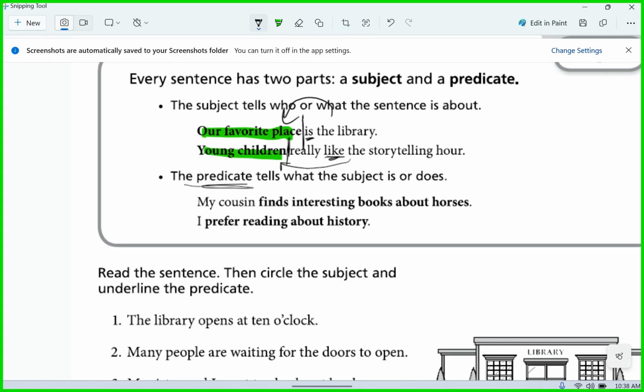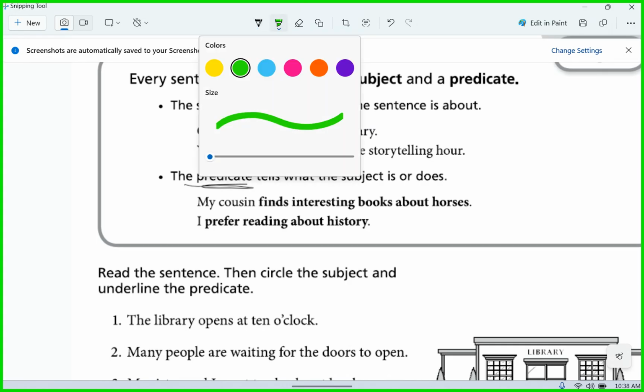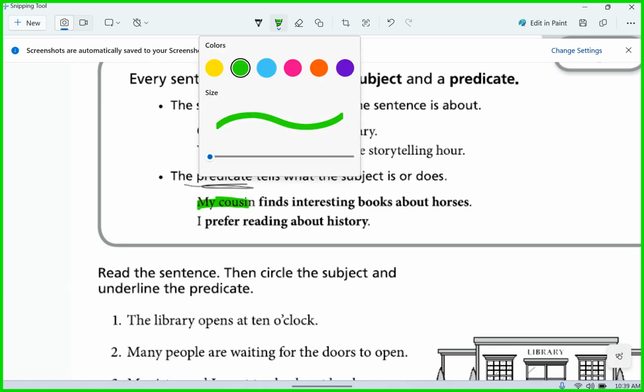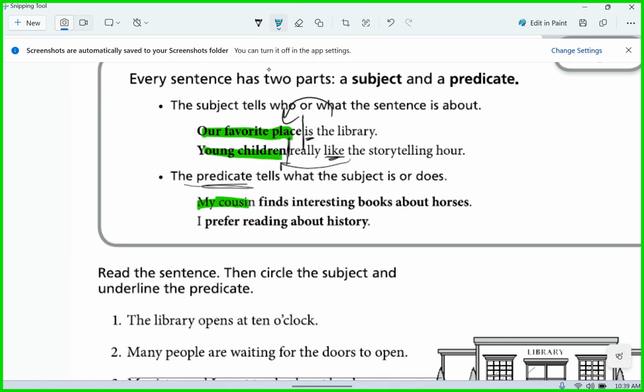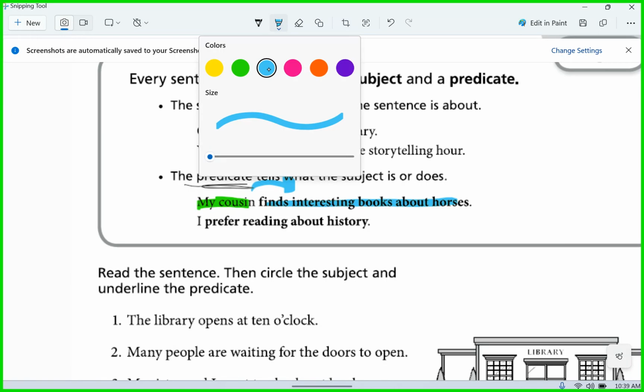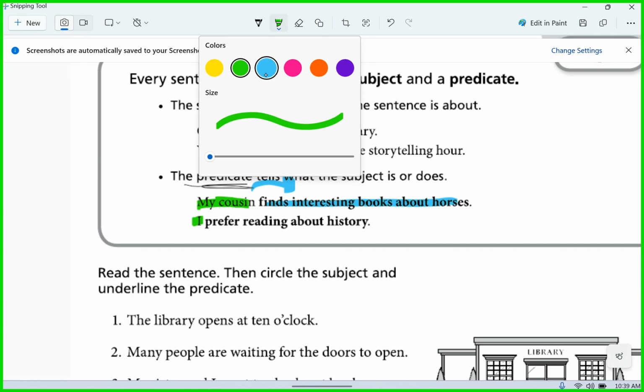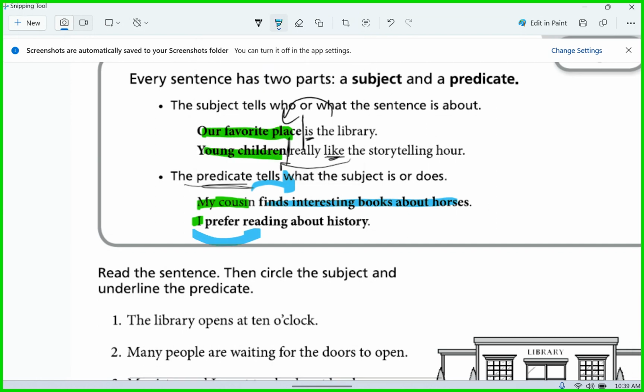So, my cousin, what is that? That's the subject. The predicate, what about my cousin? What about him? Finds interesting books about horses. That's what he does. Didn't the predicate tell what he did there? How about this one? The subject is I. What about I? I prefer reading about history.